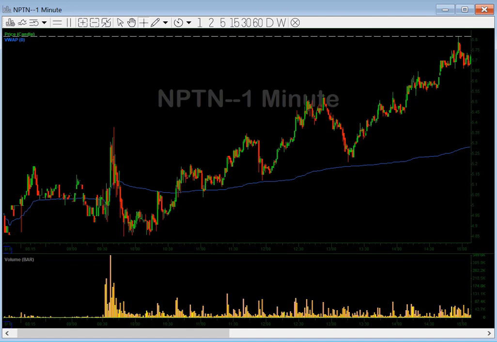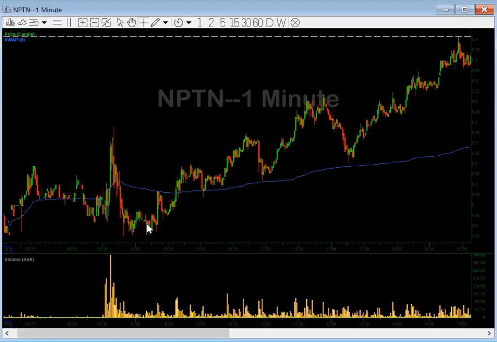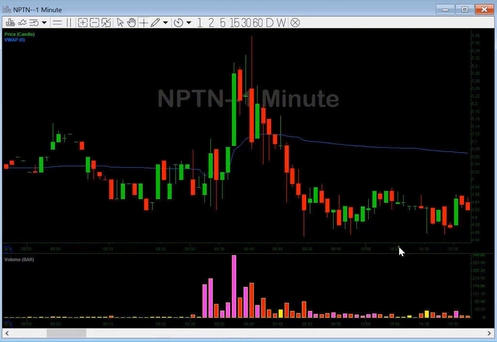So this is a little bit after 10 a.m., and a member had asked me if it looks like it's ABCDing. This is about 10:20 a.m. And I said it doesn't. And the reason that I said it didn't is because the only information that we had at this time was not this candle right here, but basically this.